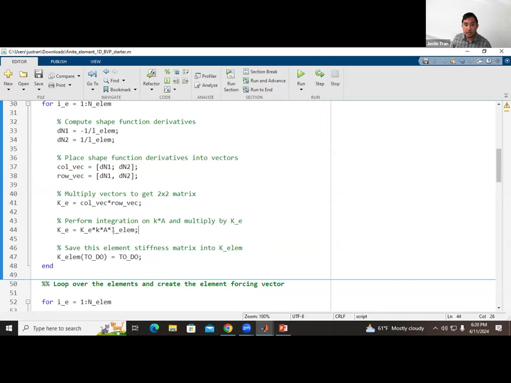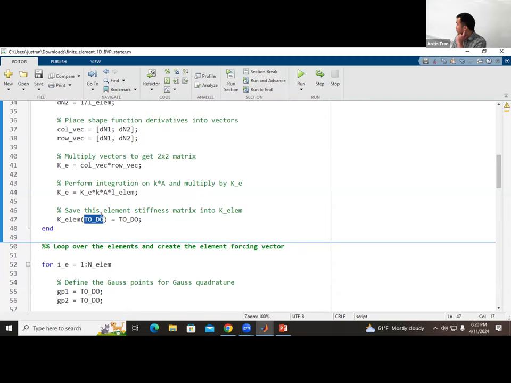And then the last thing we're going to do is save this result, just like we did with the truss and frame codes. We're going to use the colon notation, which means to save everything in that row or column. We'll do it for this particular element i_e, and set it equal to the element stiffness matrix that we just computed, k_e.